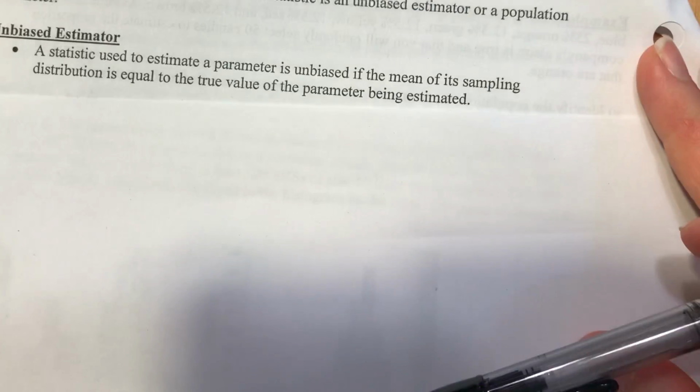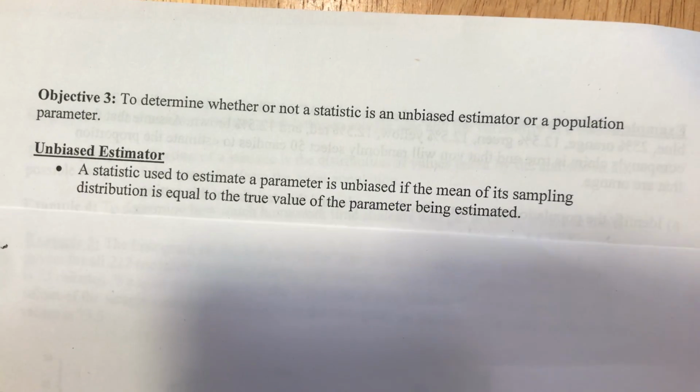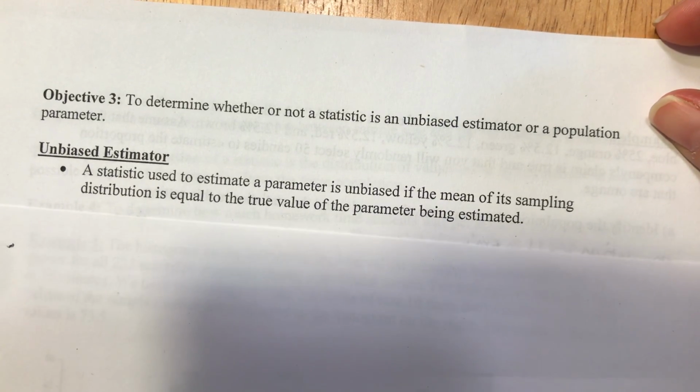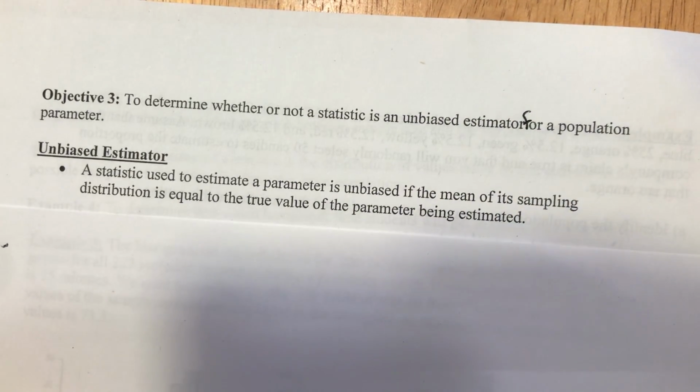All right, so moving on from M&Ms, we've got a lot of vocab today. Not a lot of number crunching, lots of vocab. All right, so the next thing we want to do, objective 3, is we want to be able to determine whether or not a statistic is an unbiased estimator for a population parameter.